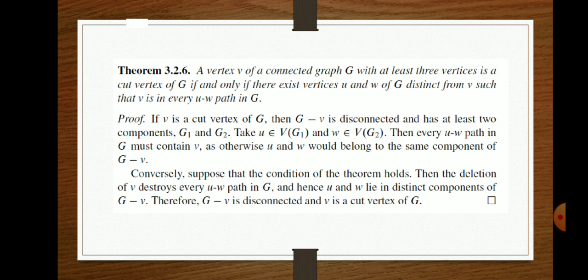That destroys every u-w path in G. Hence u and w lie in distinct components of G minus v. Therefore G minus v is disconnected and hence v is a cut vertex of G.